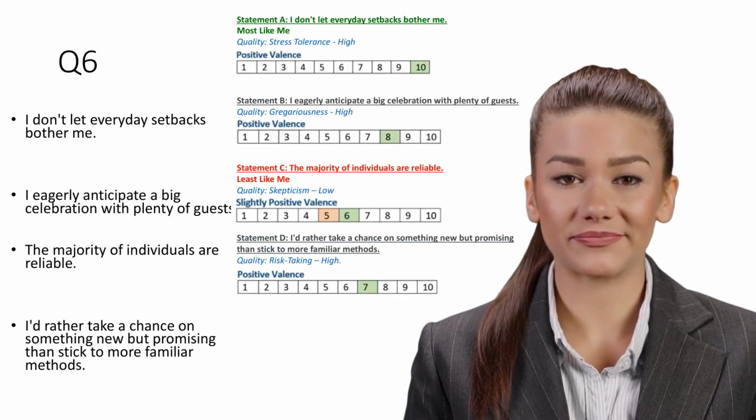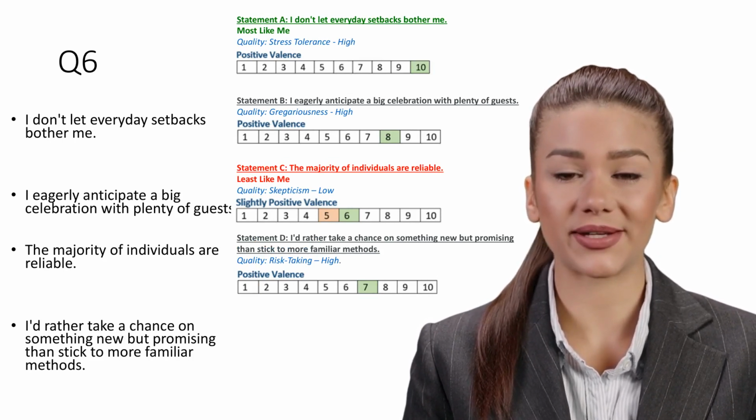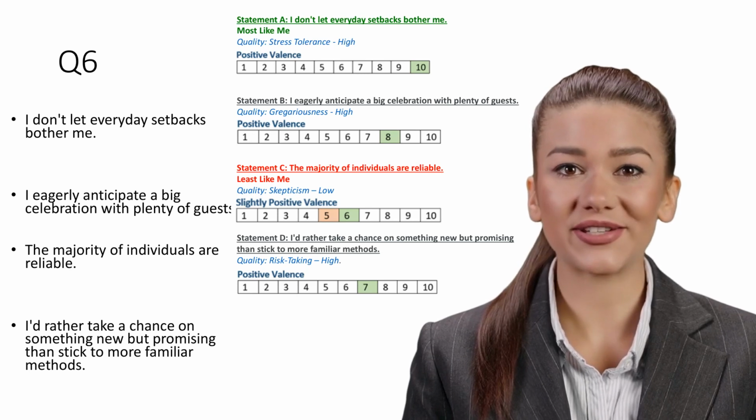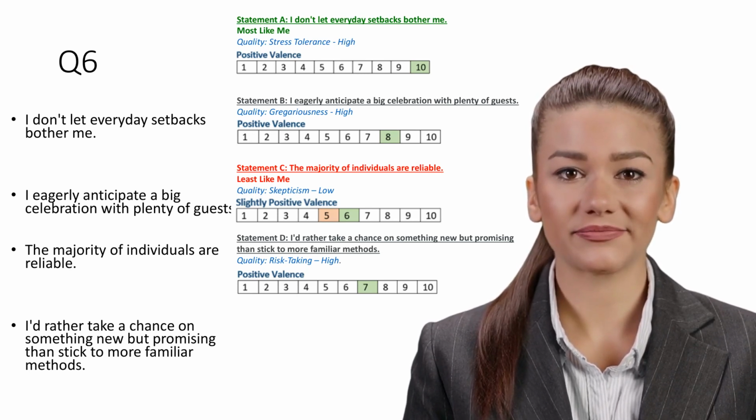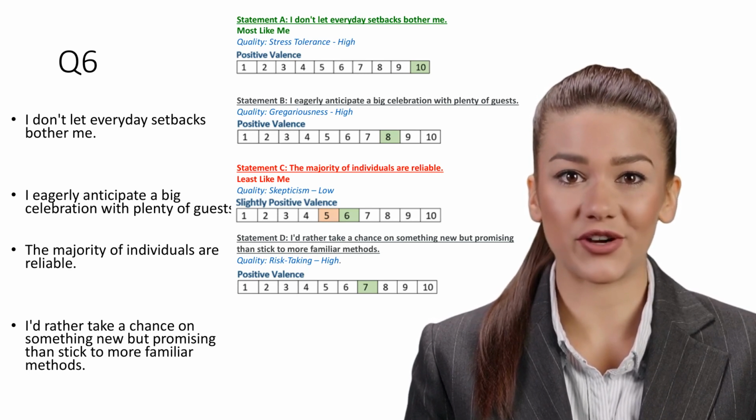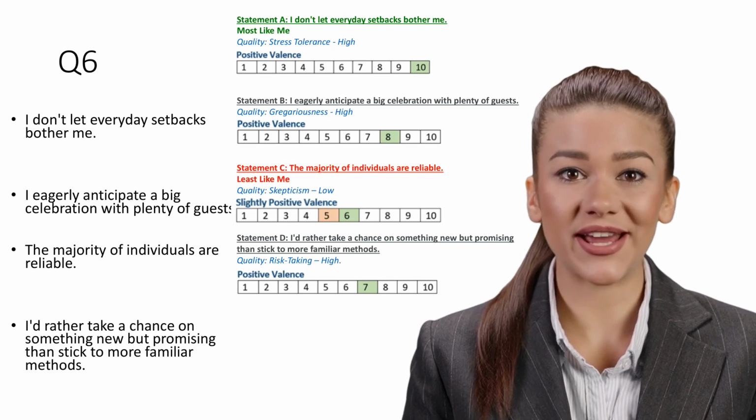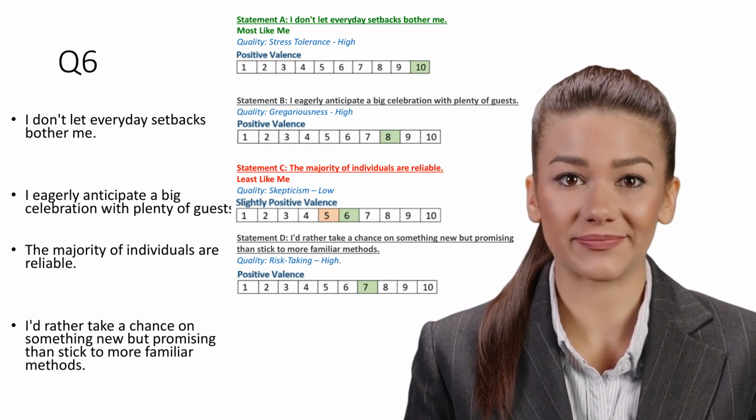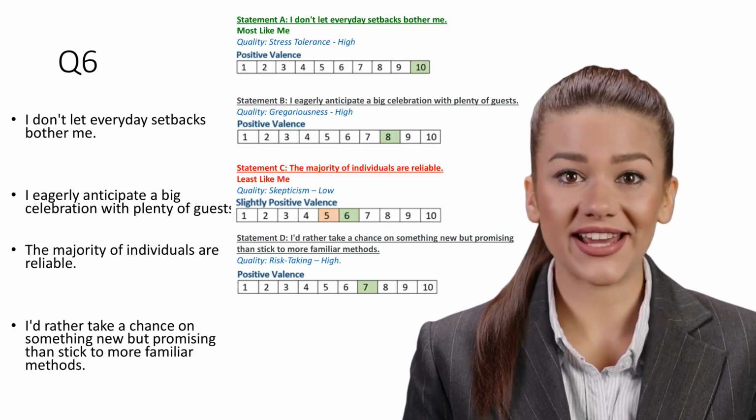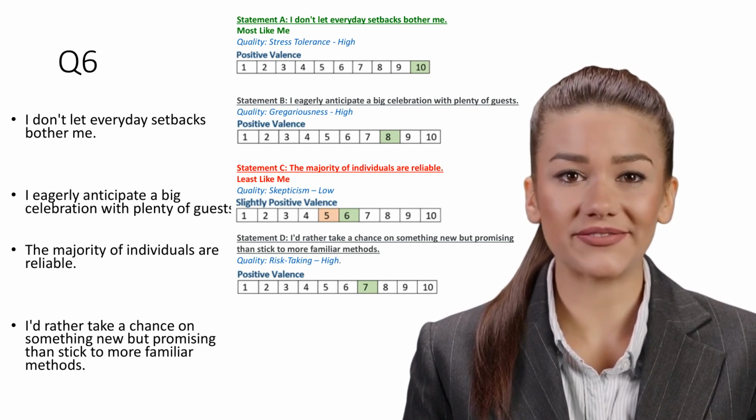Question 6. Statement A. I don't let everyday setbacks bother me. Most like me. Quality, stress tolerance, high. The capacity to remain unconcerned about possible negative setbacks promotes a forward-looking and optimistic outlook that boosts the work atmosphere across the team and contributes to enhanced performance. Difficulties come, but if a candidate navigates this smoothly, the outcomes for individuals and their teams are more positive.